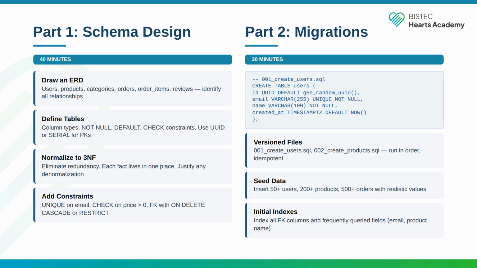Part 2 is migrations, and you have about 30 minutes. Create versioned SQL files: 001_create_users.sql, 002_create_products.sql, and so on. Each file should be runnable independently and idempotent where possible. After your schema is in place, seed it with realistic data. At least 50 users, 200 products across multiple categories, 500 orders, and plenty of order items and reviews. The more data you have, the more meaningful your optimization work in Part 4 will be.